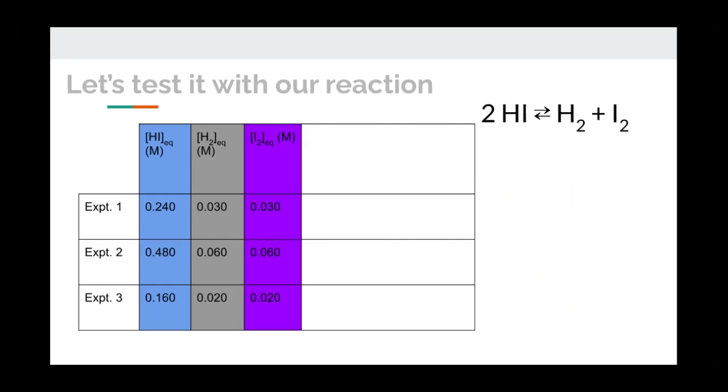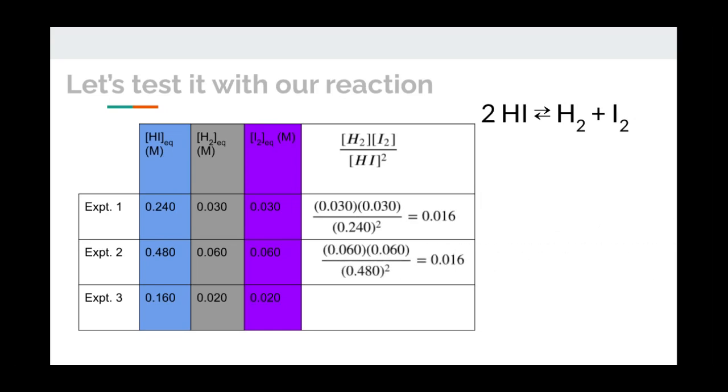Well, now let's test it with our data. If we take the concentration of H2 and I2 and raise them to the 1 power, because their coefficients are 1, and then divide by the concentration of HI squared, because its coefficient is 2, here's what we get. For the first experiment, 0.0016. The second experiment, it's the same thing. For the third experiment, it's the same thing. So regardless of the starting concentrations, this ratio of concentrations of products over concentrations of reactants raised to their coefficients was constant for all three experiments.